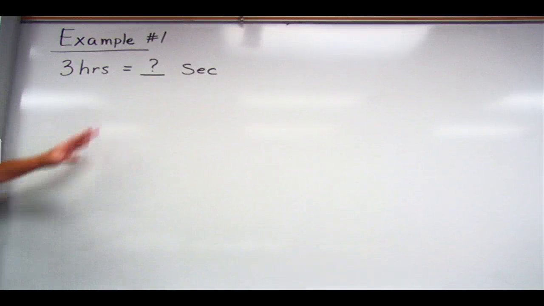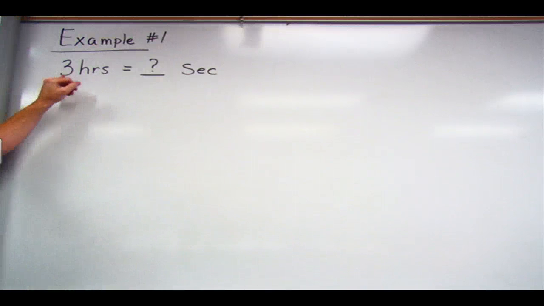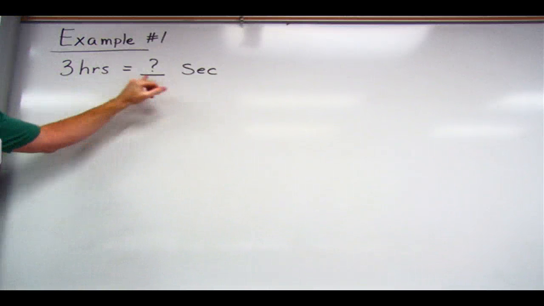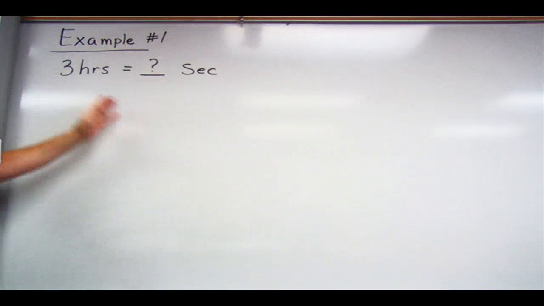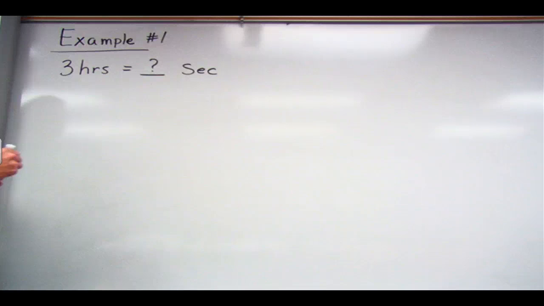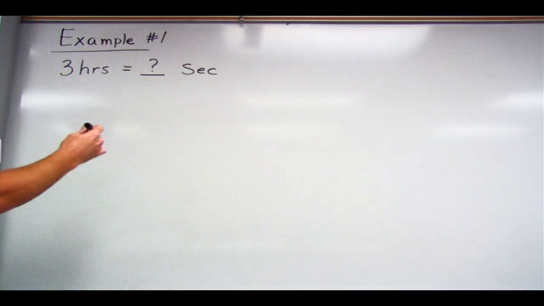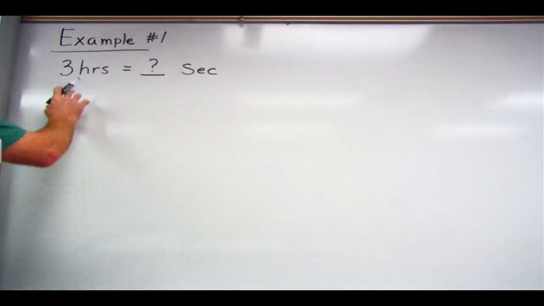Okay, everybody, we have some dimensional analysis examples we're going to do real quick. We have 3 hours to how many seconds? What it is, dimensional analysis, we're going to convert from one set of units to another set of units. So here we're going from hours to seconds. And we always have to start the same way. As we said in class, we always take our given and put it over 1.